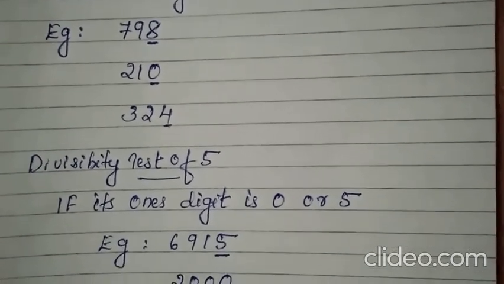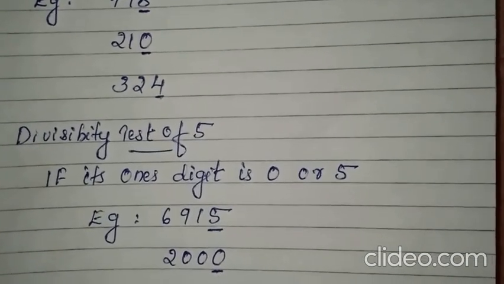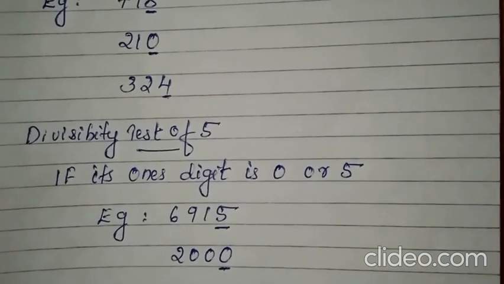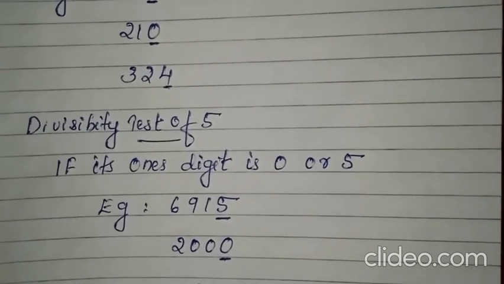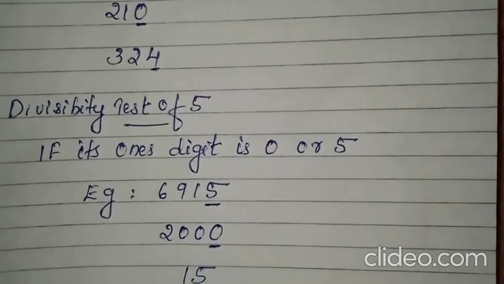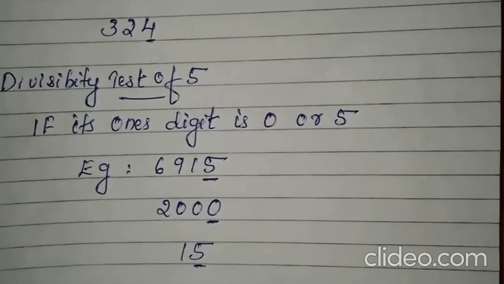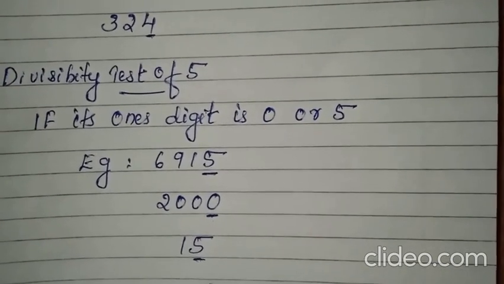The next example is 2000. The last digit is 0. Then we can say that this number is divisible by 5. Another example I will write for you: 15. 5 is here, in the unit place. So we can say that this number is divisible by 5. Understood?